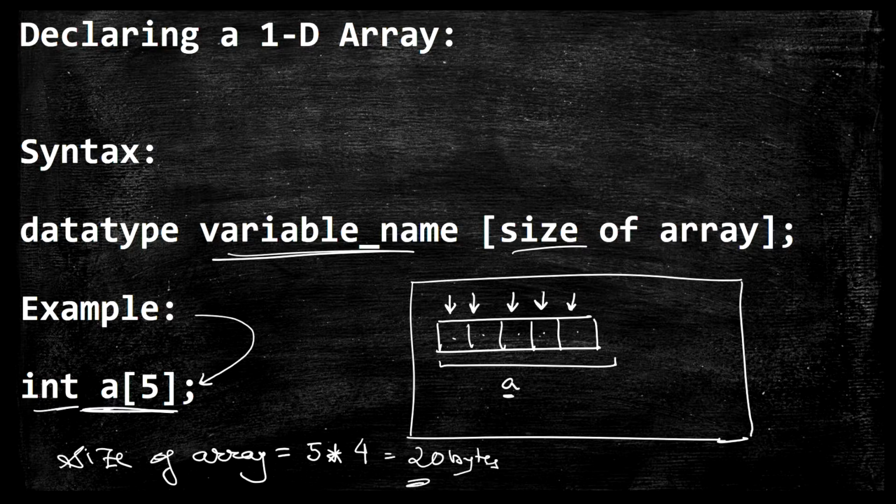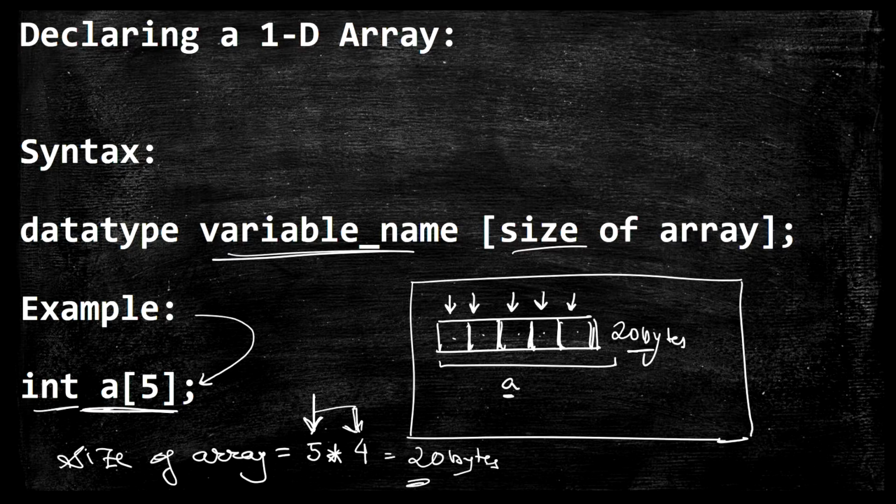Understood why 20? Because we are allocating the array size 5. That means 5 integer spaces. And what is the size of an integer? It is 4. So if you multiply it by 4, 5 times 4 gives you 20. So 20 bytes of memory allocation over here, because all these spaces that are meant for storing some value are of integer data type.